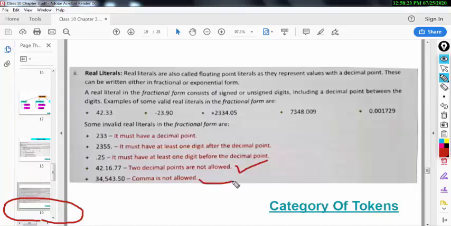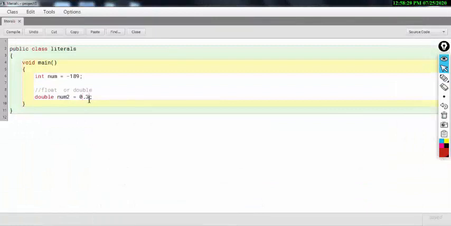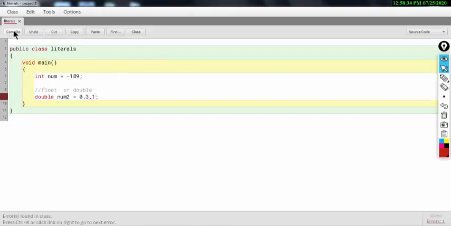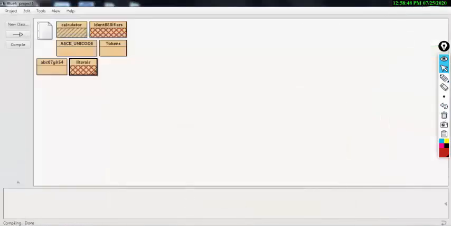And the next rule is 2 decimal points are not allowed, and of course comma is not allowed, okay. So you cannot have 2 decimal points. So if I write 0.3.1, this is not a valid literal. This is not a valid real literal, okay. So as you can see, we have got an error here because of the extra decimal point.